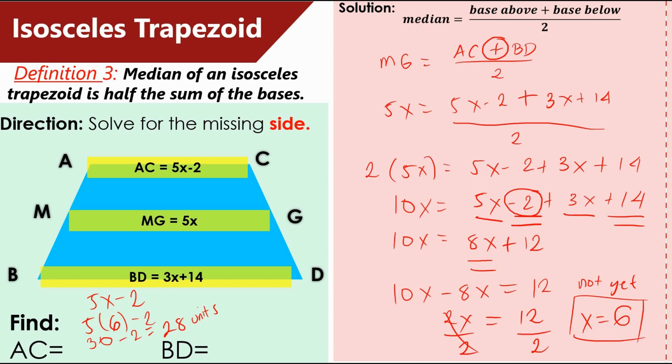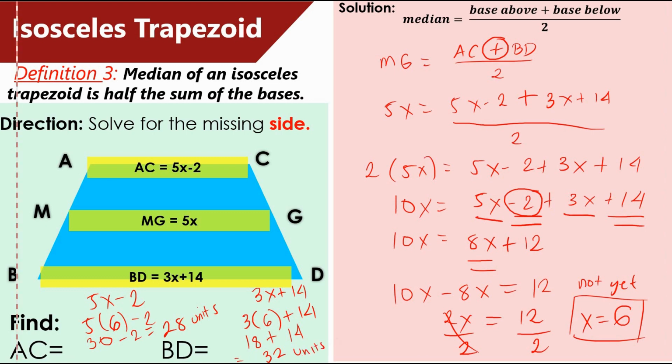As what I explained a while ago, we cannot assume that BD is also equal to 28 units. It's because definition number 3 is not all about congruency or equaling the sides, right? For BD, we must manually get the measurement of this one by substituting also the value of x from the given. So BD is equal to 3x plus 14. Substitute the value of x. This is equal to 6. And then evaluate. So 3 times 6 is 18 plus 14. This is equal to 32 units. So that is for definition number 3.